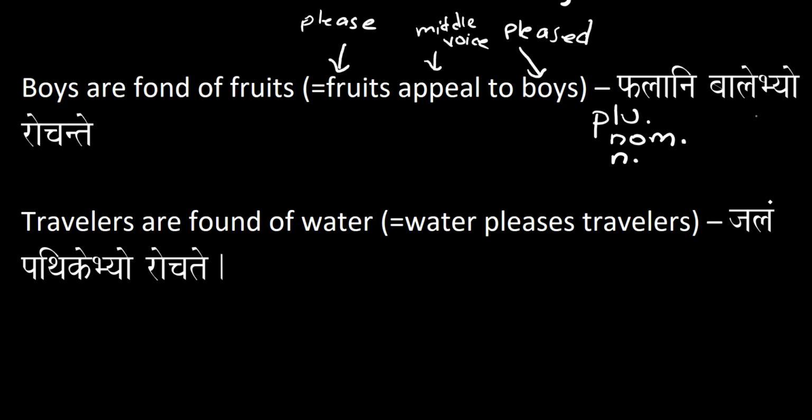The boys are being pleased. So that's why they are taking the dative plural case. It was originally balebhyah, but when a visarga is preceded by an a, and it's followed by a soft consonant, in this case it is ra, that visarga became an o. And then we have rochanti, which is third person plural in atmanepada or the middle voice.